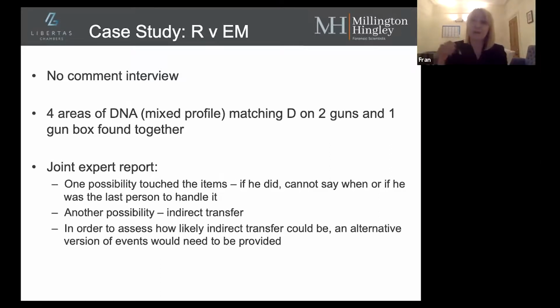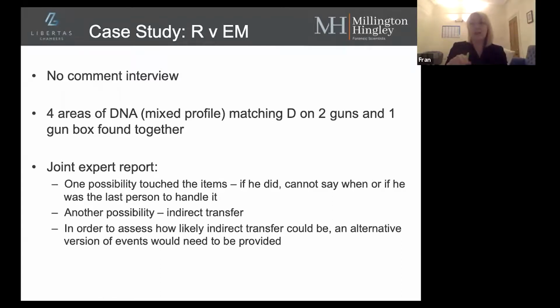Now, those firearms were found hidden in a sea container close to the defendant's address, about 150 metres away. Again, no comment interview. And despite having the type of report that we were talking about, saying one possibility is direct transfer, another possibility indirect, we can't say which is more likely without an alternative explanation, he didn't provide an alternative explanation in that case. So the Crown's expert was left with simply saying she can't say which is more likely, direct transfer or indirect transfer, unless she's provided with that explanation.